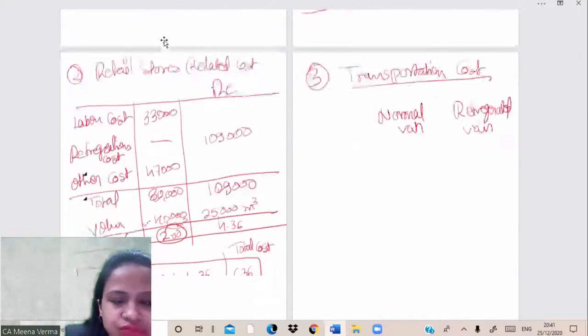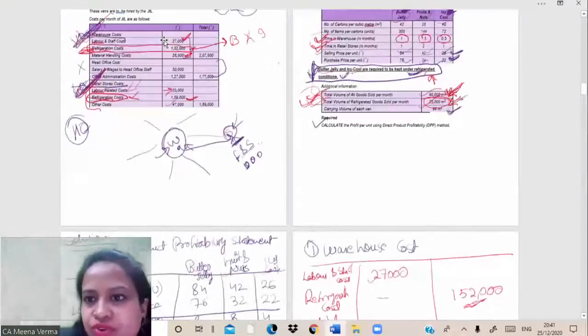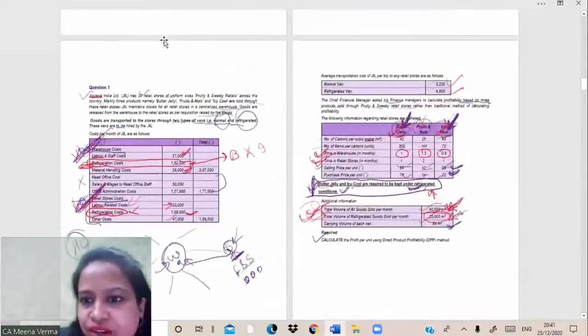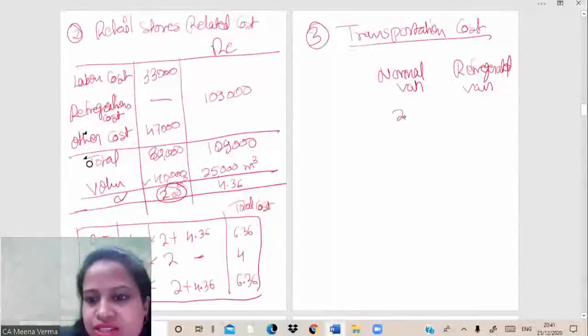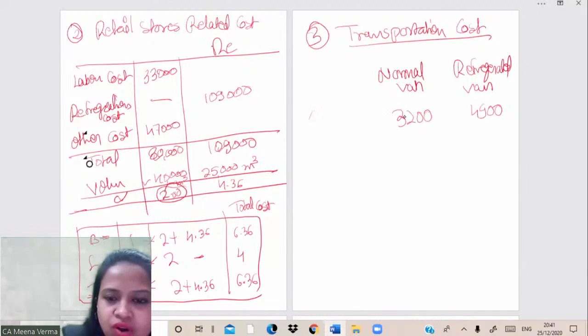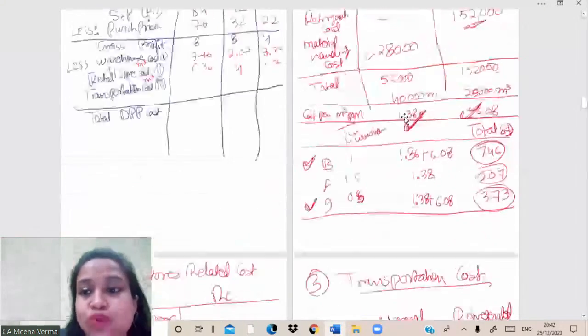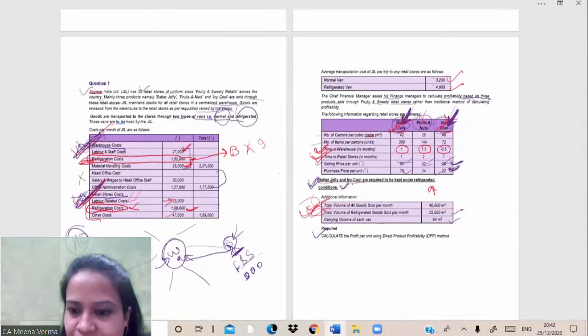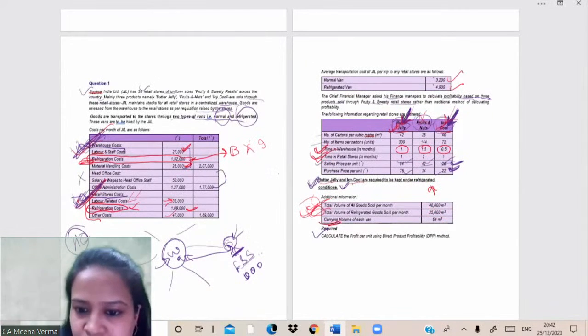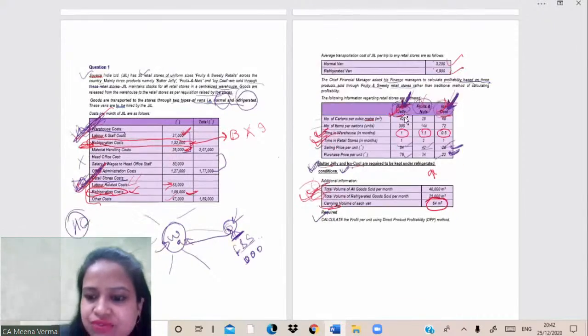Okay, the cost of normal van is what? The cost of normal van is given 3200 and refrigerated van is 4900. So the cost here is 3200 and the cost here is 4900. Okay, cost per trip. And the volume which you are carrying in one trip is given in the question, the carrying volume in each van is 64 meter cube.